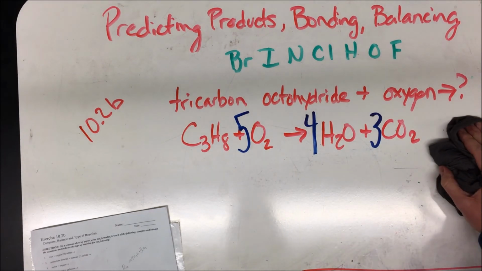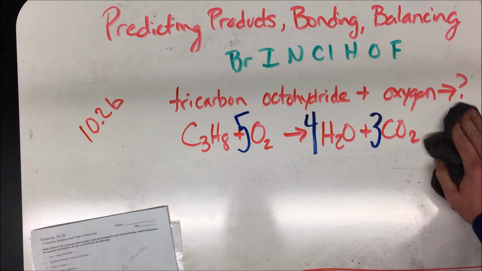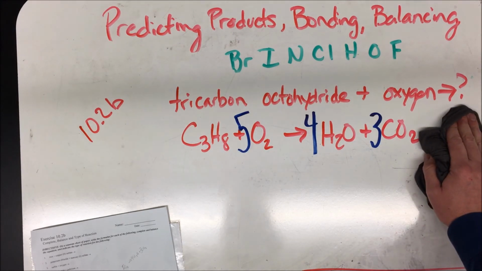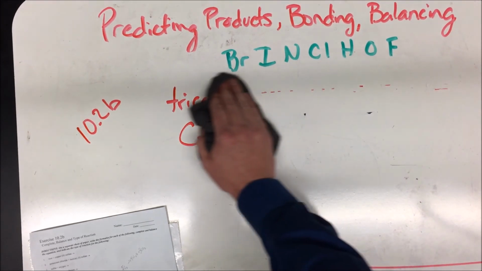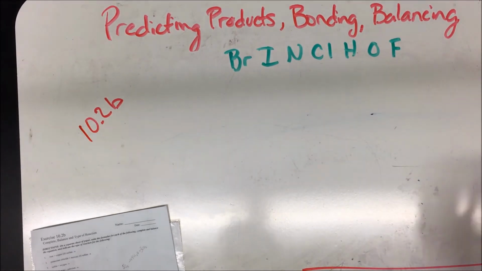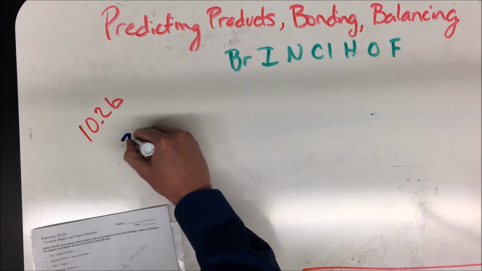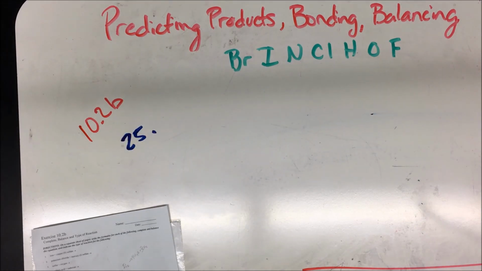All right, those ones are actually a little more simple, even though a lot of us consider them to be hard to memorize. They're simpler to bond and balance. All right, and then I'm going to do one of the hardest ones, which is number 25. This has an acid in it.